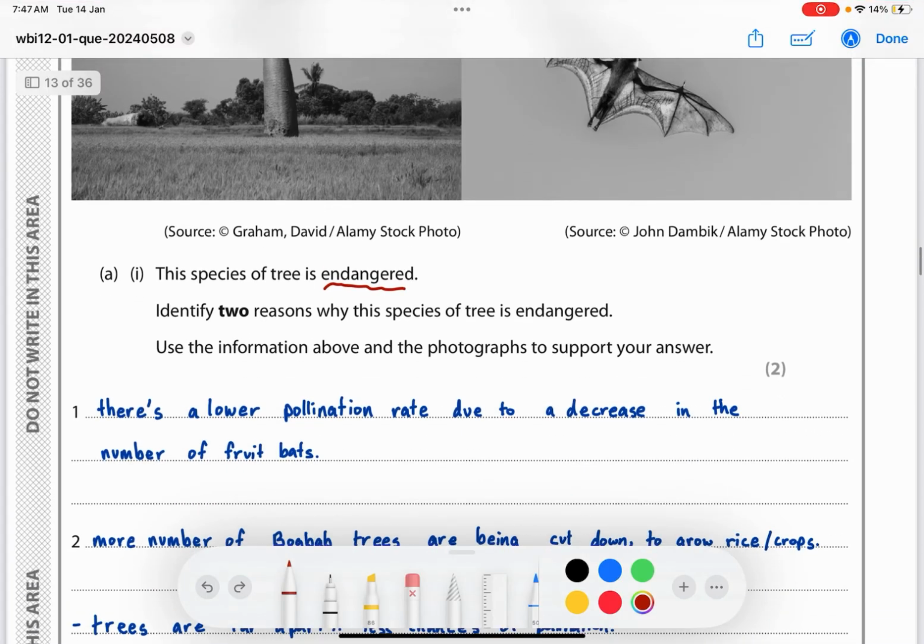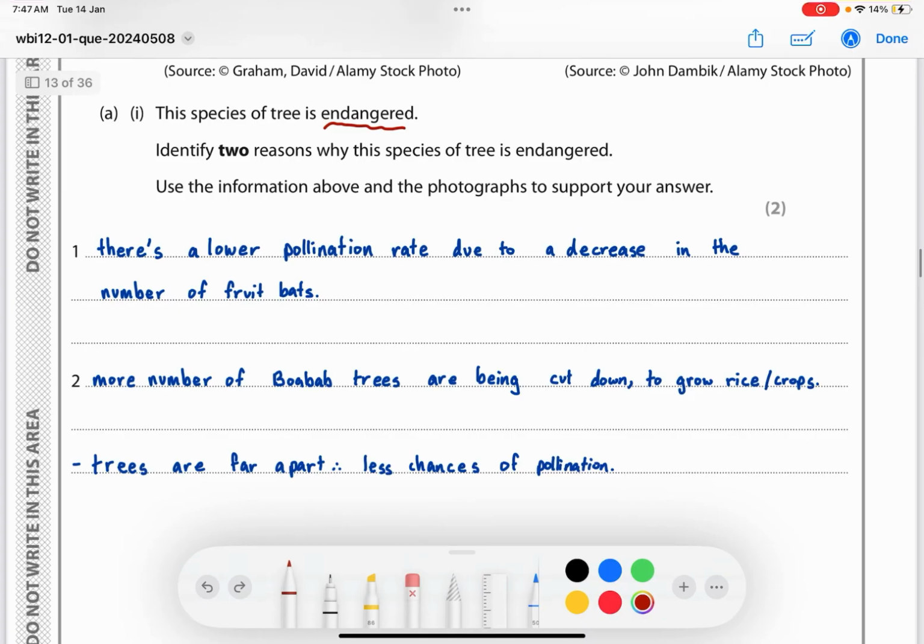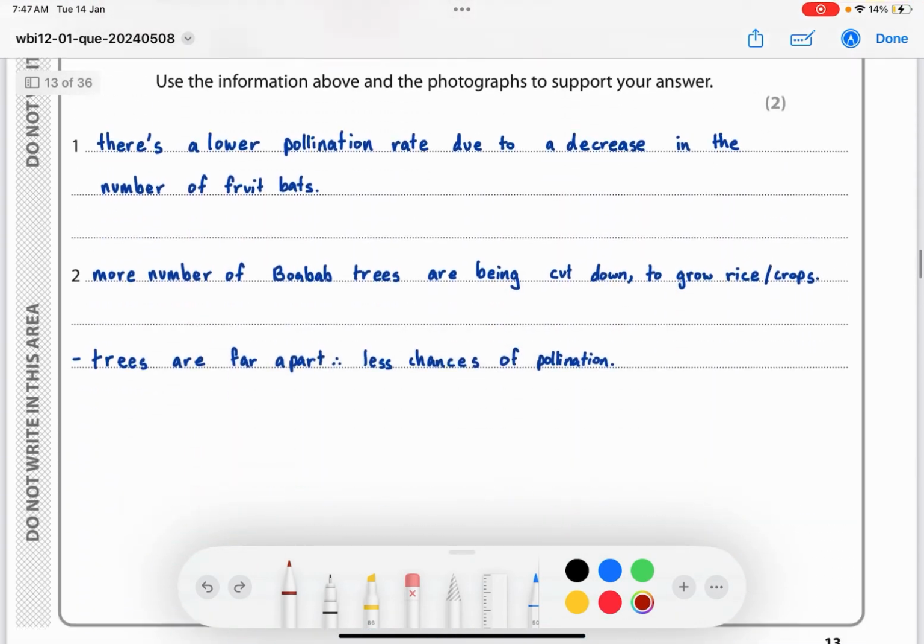So that's the first point that I think is really easy to understand. Next point I wrote is that more baobab trees are being cut down to grow rice or crops. As more trees are being cut down to grow these rice and crops, the population of the tree is decreasing and lowering. Third point is that the trees are far apart from each other, therefore there'll be less chances of pollination, right?